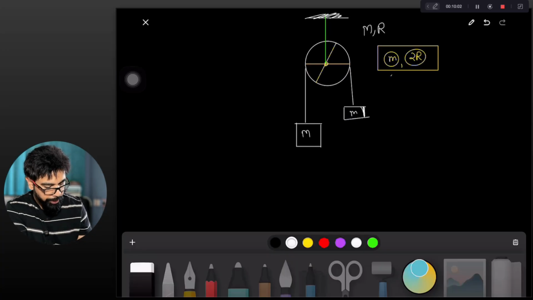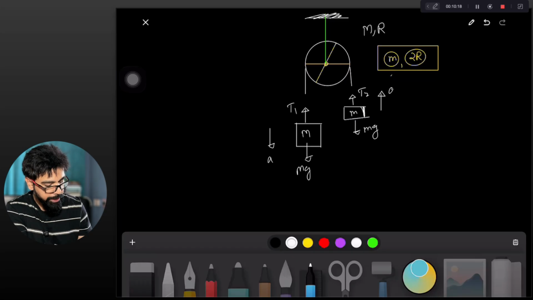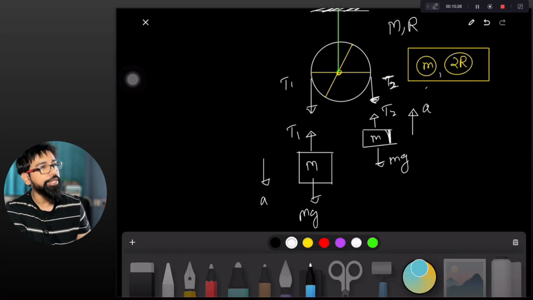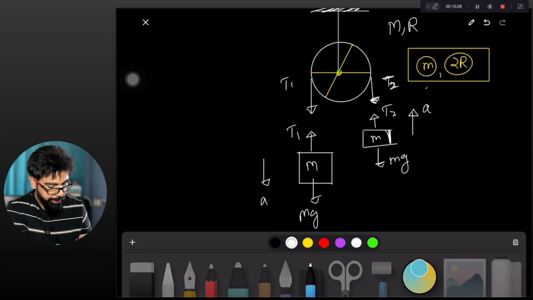So we'll cut the string first. Here the tension will be T1, here it is T2. Here it is capital Mg, and here it is small mg. Using the constraint equation, both the blocks will have the same acceleration, and the question is asking us to find this acceleration. Here it is T1 and here it is T2. I am assuming that the free body diagram that I have drawn is crystal clear.